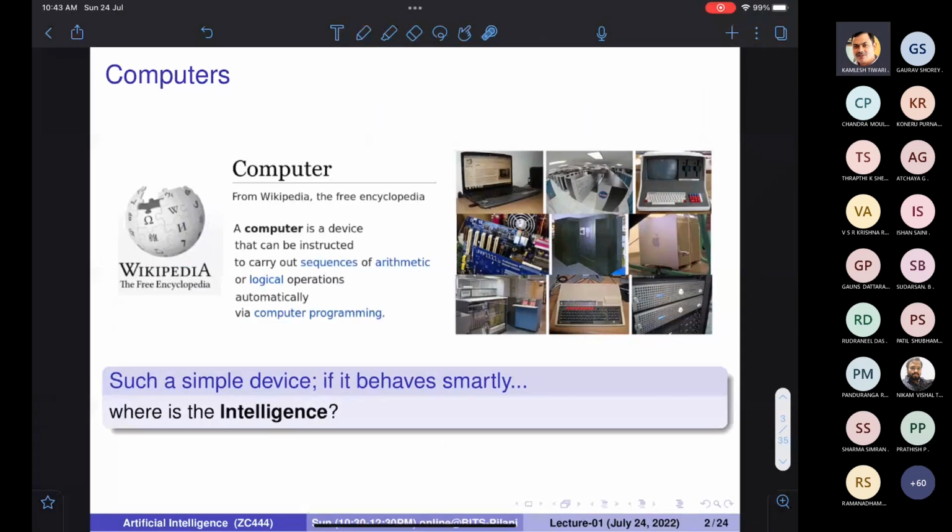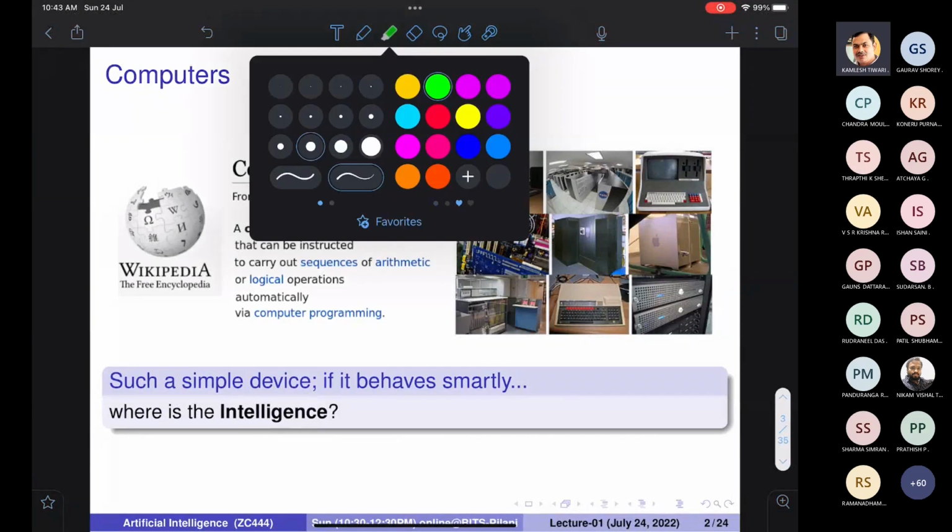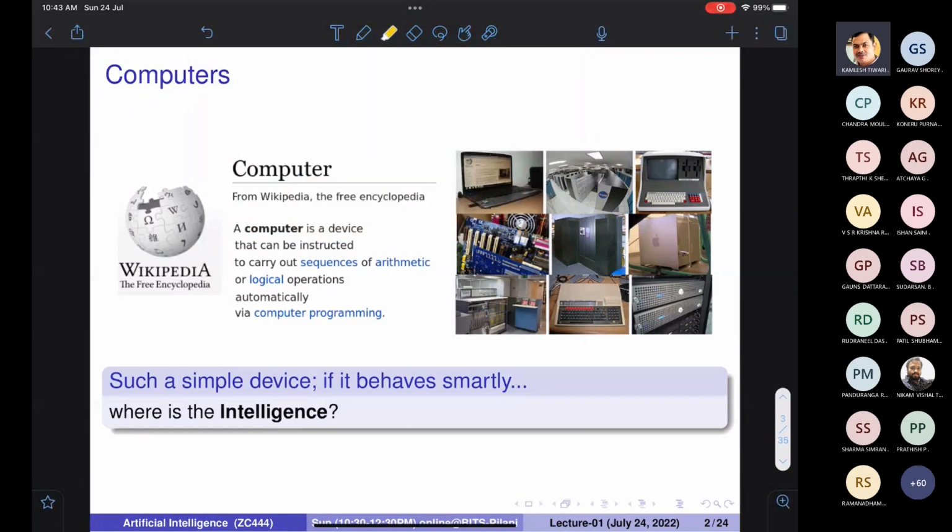can it behave intelligently? I don't know, but let's assume that it behaves so. Something happened because this particular device is behaving intelligently or smartly. Then where is the intelligence? Is the intelligence inside this particular machine? Because this machine can only perform arithmetic and logical operations. Is the intelligence inside this computer? The answer is no. Intelligence is with that particular programmer who has written the code for that.